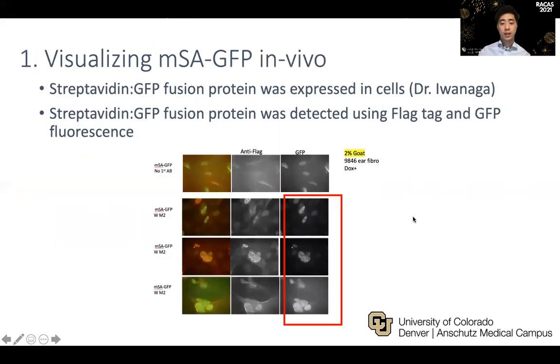And with this, we've been able to transfect it into cells. We see that in the first row, it was able to be expressed in cells. And with rows 2 to 3, essentially, GFP was detected with anti-FLAG tag antibody. And we see that it's able to detect the MSA-GFP fluorescence.